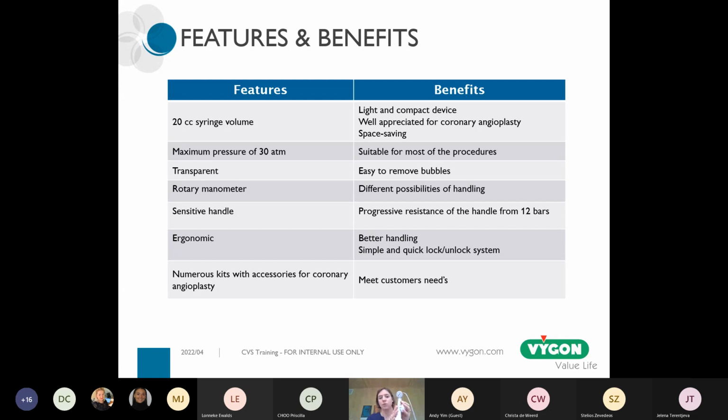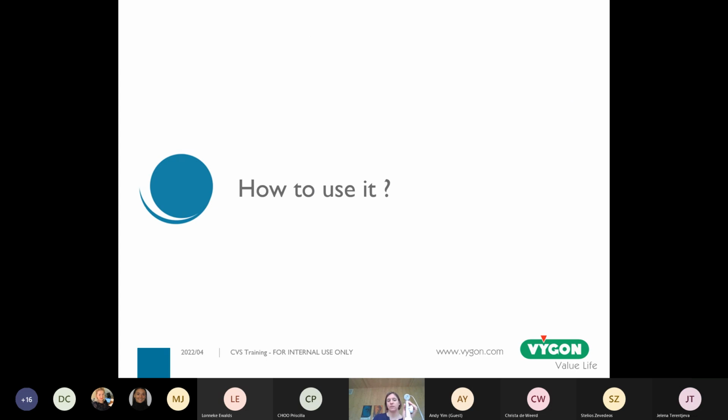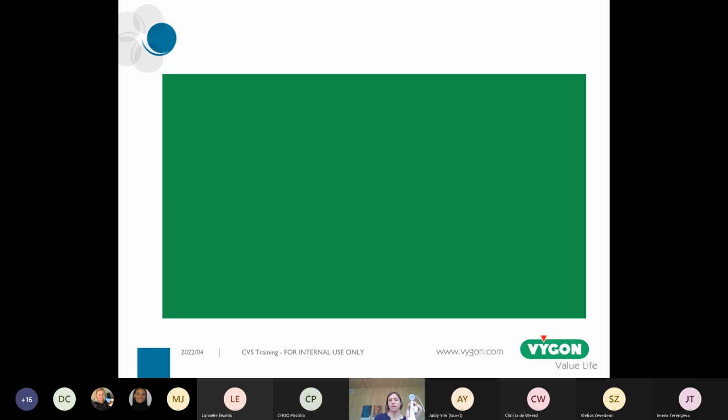I think I told you all the benefits. Yes, it is an ergonomic system. You have good handling, and it is very simple and quick to lock and unlock the system. This Flamingo is sold with accessories for coronary angioplasty. These are Y connector kits. Let's now see how to use it with a short video.